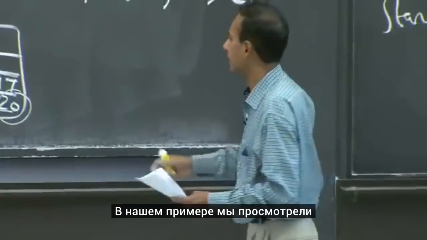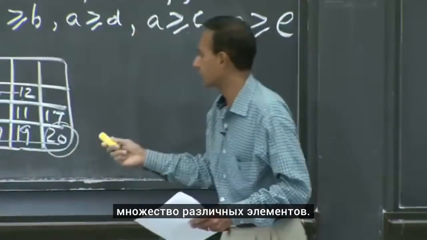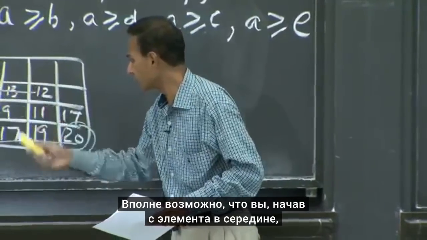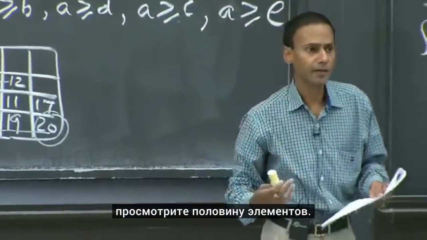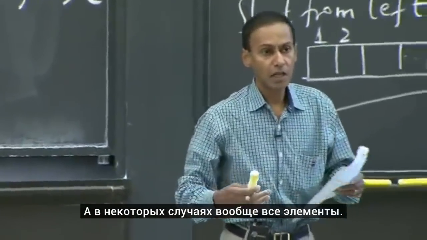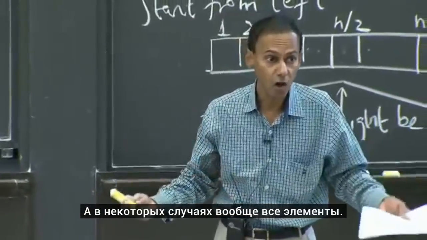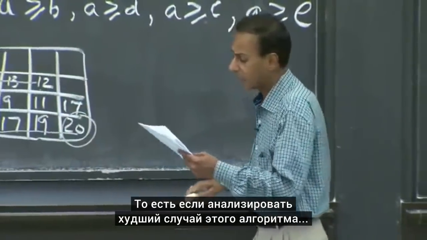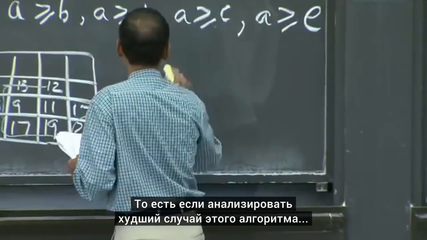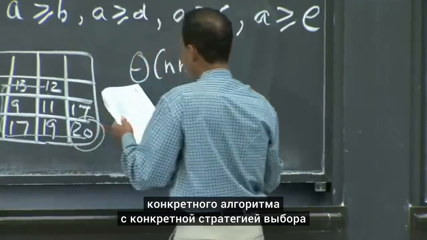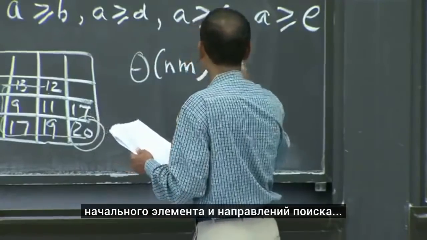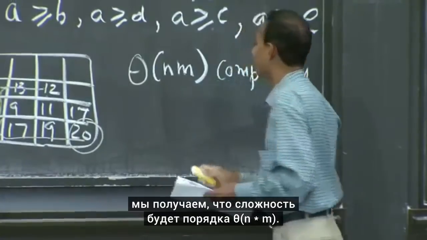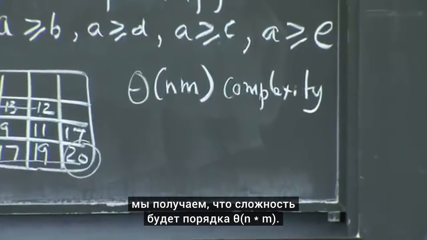Okay? So in this case, we ended up touching a bunch of different elements, and it's quite possible that, starting from the midpoint, you could end up touching half the elements, and in some cases touching all of the elements. So if you do a worst case analysis of this algorithm, a particular algorithm with particular choices in terms of the starting point and the direction of search, a greedy ascent algorithm would have theta nm complexity.